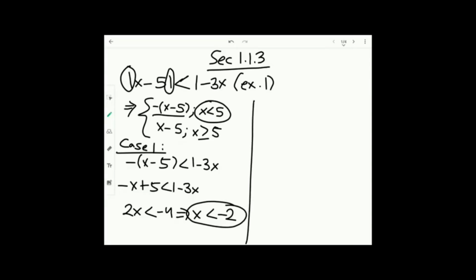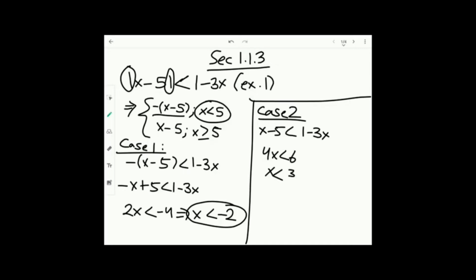Alright, and now since x less than minus 2 satisfies the condition of x less than 5, we're totally fine. Now let's move on to the second case, case 2. Again, x minus 5 less than 1 minus 3x. You get minus 3x here, 4x less than 6. x is less than 3 over 2. But now since we have that x is greater than or equal to 5 and x is less than 3 over 2, they don't make sense. So this does not work. So the final answer is x has to be less than minus 2.